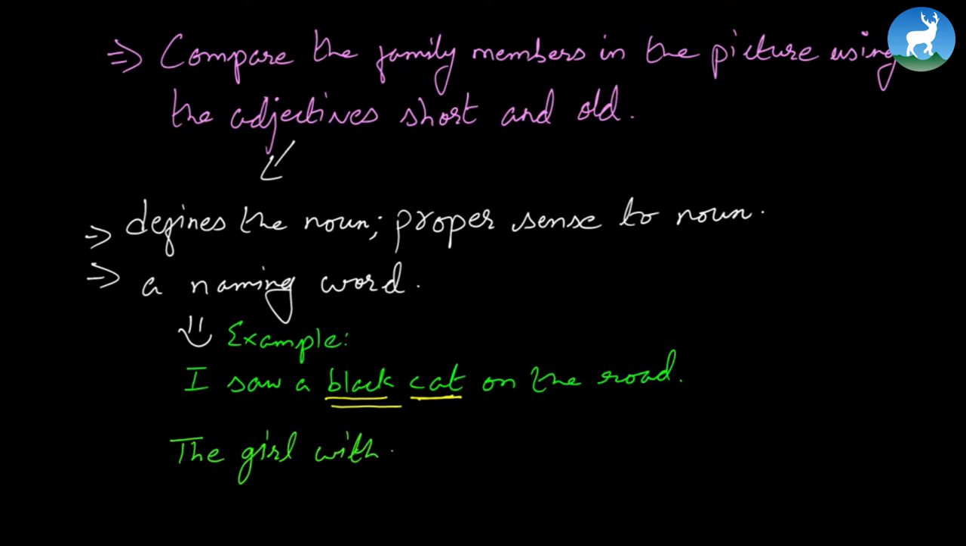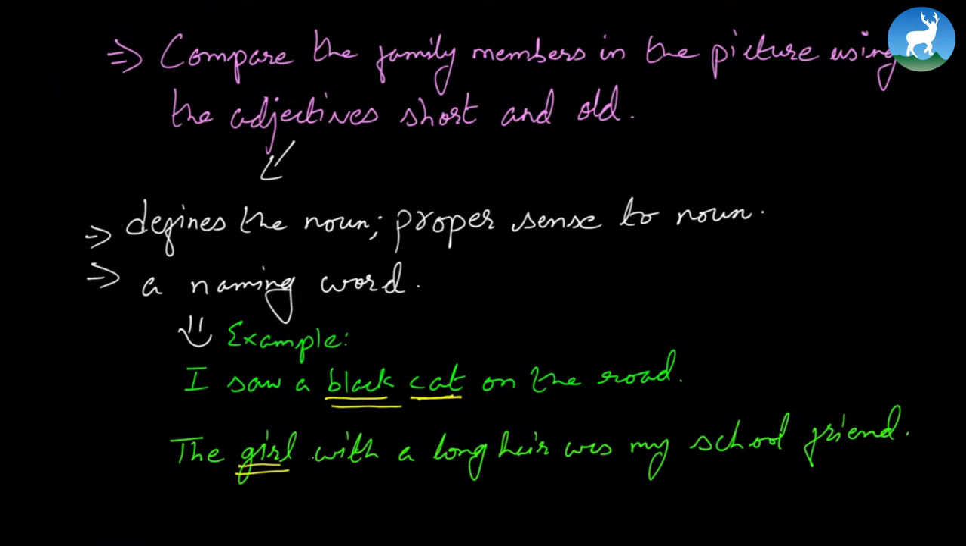The girl with long hair was my school friend. Now again here, look at this. The girl, of course, is a noun here. The girl with long hair is again a noun here, but what kind of hair now? So it talks about long hair. So that's why this long hair, again, is an adjective here. It defines the hair. How long was it? Was it short? Was it long? So it was long hair. So it always defines the noun.